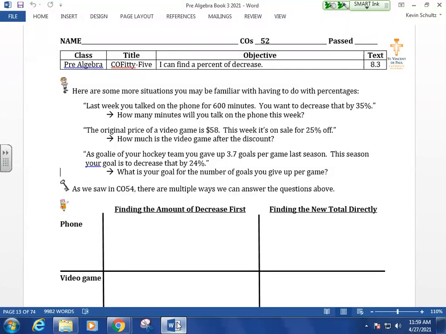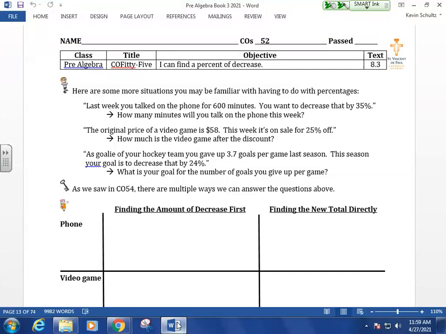Then as goalie of your hockey team, you gave up 3.7 goals per game last season. And this season, your goal is to decrease that by 24%. Right? So you set a personal goal for yourself, decrease your goals per game given up by 24%. How are you going to calculate that?